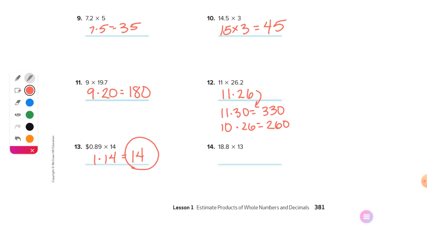18.8 times 13. Finley, what'd you change that to? I changed the 8 to a 9. Okay, well, hold on. So you changed 18.8 to a 19 times 13, okay? Could you do that problem mentally? No. So what did you change it to? 20.